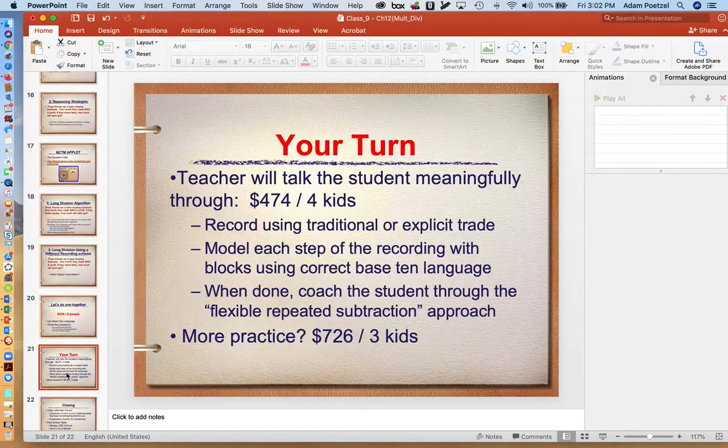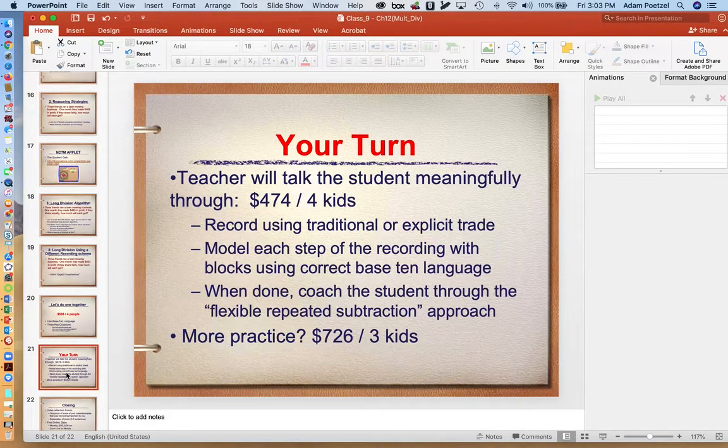So your turn for a second. Why don't you pause the video and play with this for a second, all right? I want you to look at $474 split between 4 kids equally, and go ahead and just play with it for a second. Do the following: record it using the traditional or explicit trade method, but while you're doing it, use the place value columns, put the dollars, and try and talk out loud. If you were in class, that's what I'd have you do. Talk out loud while you do it. Practice the language. You have to practice it just like kids have to practice it.